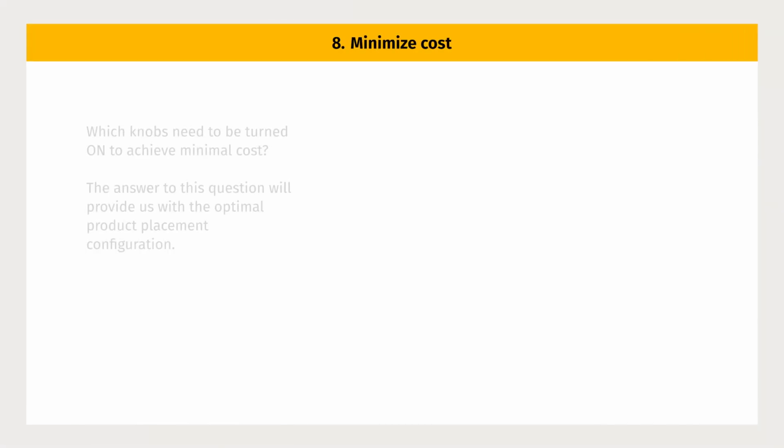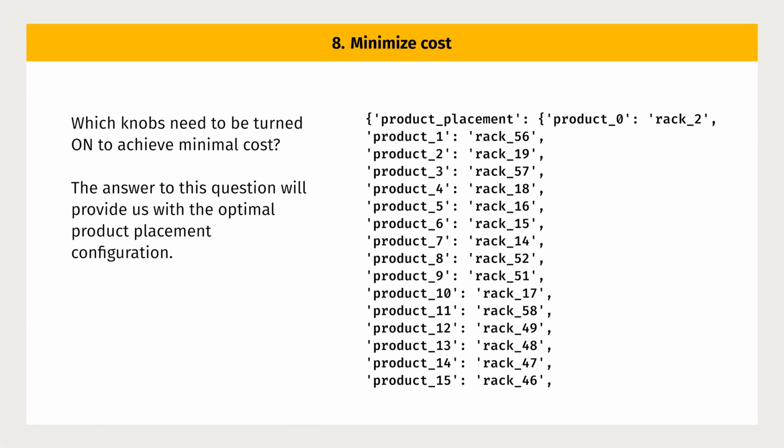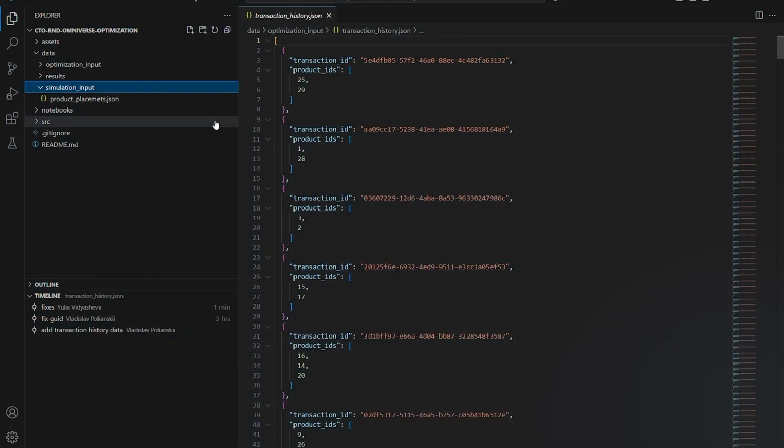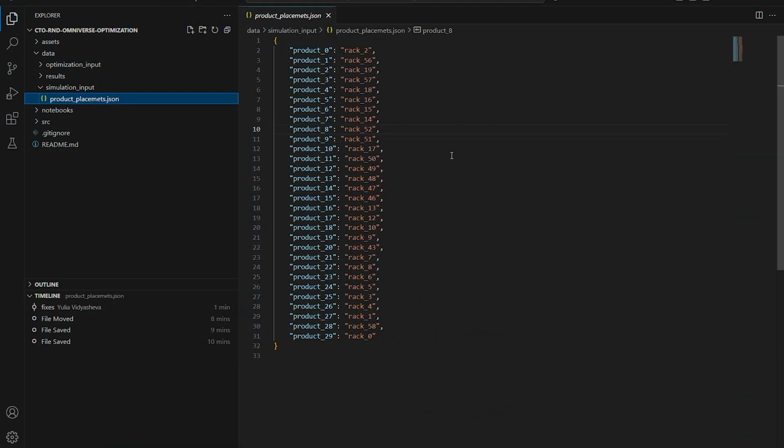Finally, the total cost is minimized as the solver evaluates thousands of possible configurations to find that perfect layout where frequently co-ordered products require the least travel distance. The end result? A data-driven product placement plan that's ready for testing before making any physical changes to the actual warehouse. After running the solver, you can see it generates a JSON file that maps each product to a specific rack location.